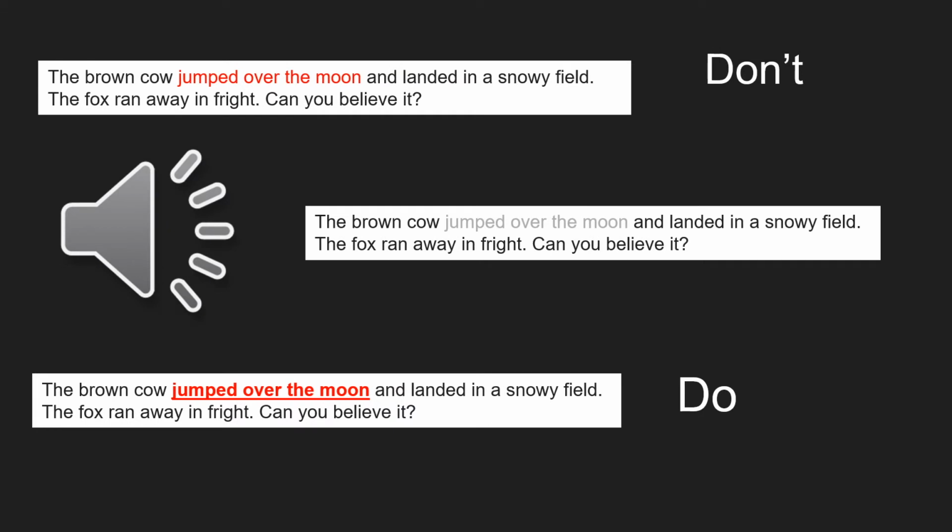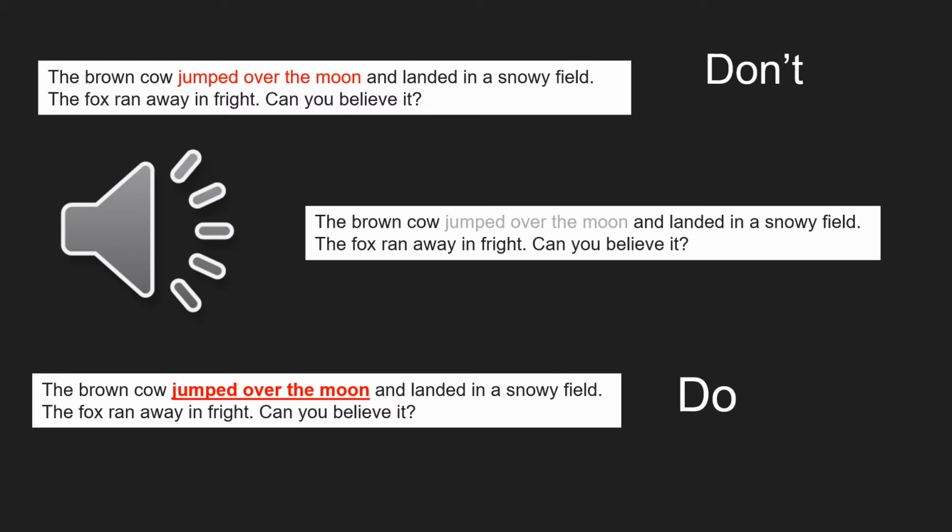The first two graphics are examples of what not to do. In the upper left sentence, the brown cow jumped over the moon and landed in a snowy field. The phrase jumped over the moon is written in red to highlight its importance. In the second image, that phrase is repeated with the phrase written in red appearing gray. This is what an individual with a color vision impairment sees when reading the sentences. The gray matches the rest of the words and does not stand out.